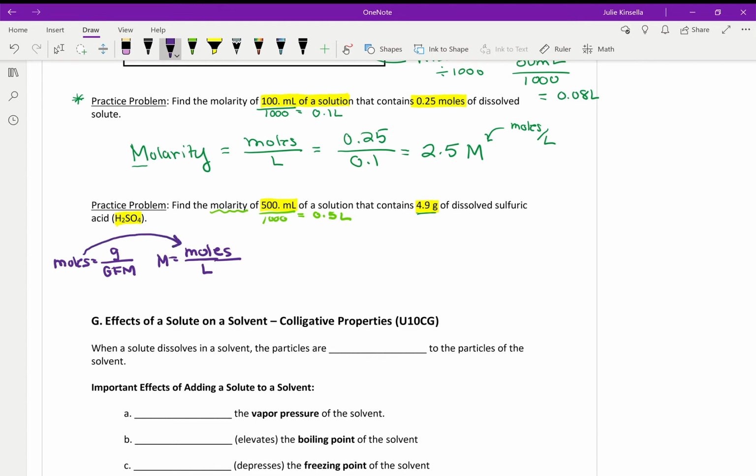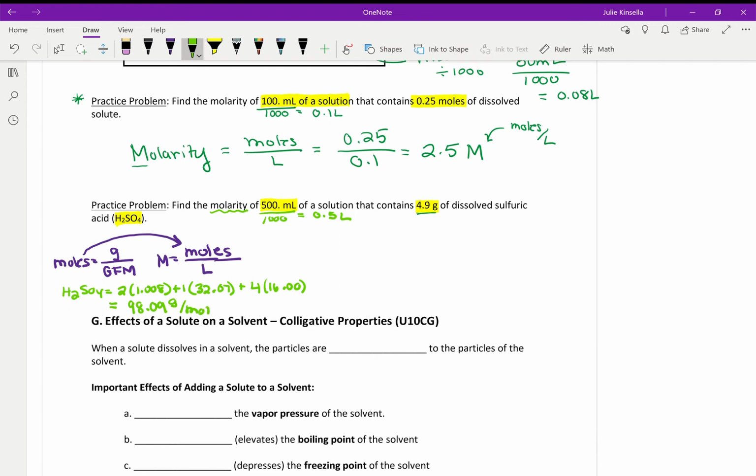So we're first going to have to use our grams to find moles, and then we'll have to plug moles into the molarity formula. And then just to review, when we do the GFM, it's going to be based on the formula. So for this one, we have H2SO4. So I'm going to do 2 times 1.008 plus 1 times 32.07, or 32.1 if you round it to the tenths, and then plus 4 times 16.00. So if we get the GFM for this, I end up calculating 98.09, and that's how many grams there are per mole.